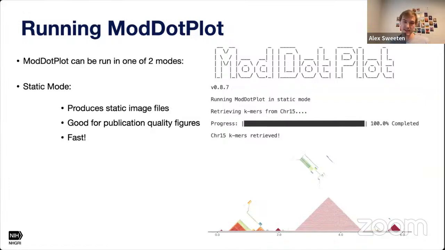The first is static mode. Static mode produces, like the name suggests, static image files. This is very lightweight. It's good if you know what you want and you want something that's publication quality and you want it fast. This is the route you want to do.